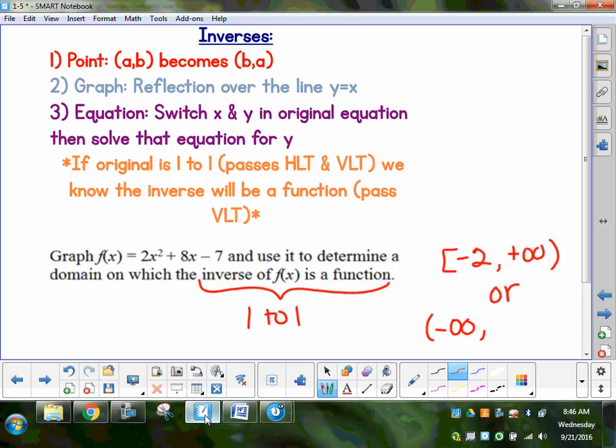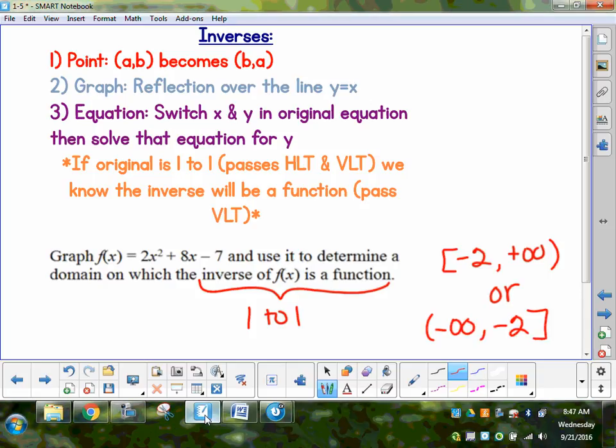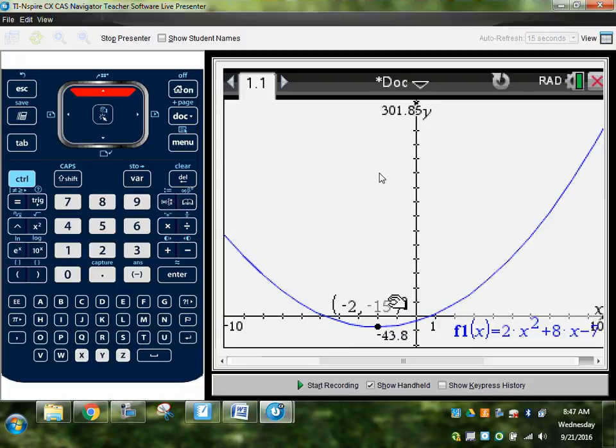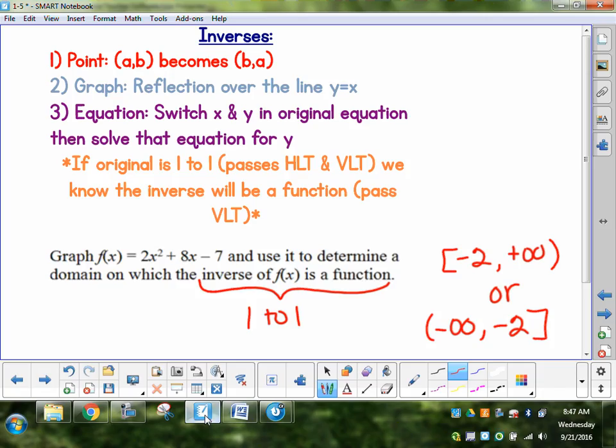Who can tell me why those are the windows that I picked? Why would I want to go through and put my break here? What's the point of that? If I'm only looking from here over, is this half of the parabola 1-to-1? What about over here? Is this half of the parabola 1-to-1? Is the whole thing 1-to-1? No.